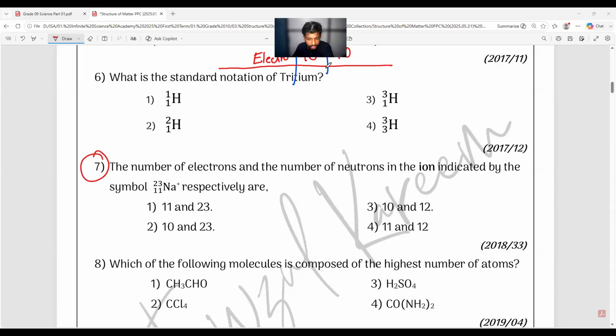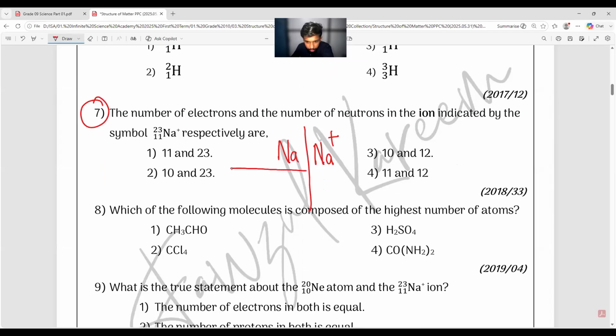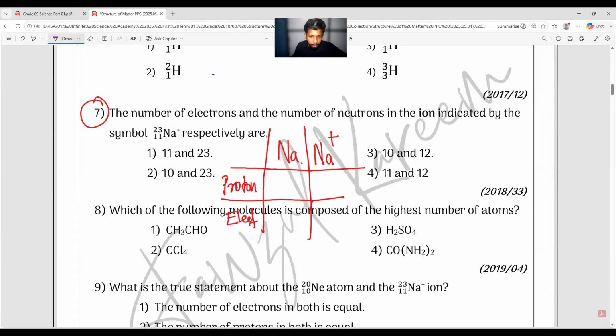Right, I will draw the chart. It will be helpful for you. Sodium, and here sodium plus. And now you know what to do, right? Here protons, electrons. Now you know the number, so in that order, you will have sodium in the 11th position. So put that 11 here. Protons 11, electrons also 11. Done. The work is done.